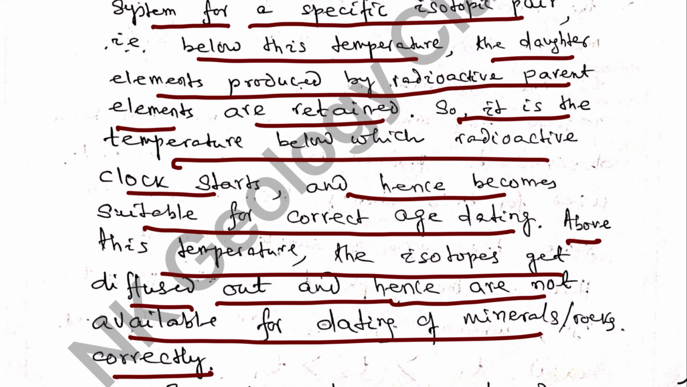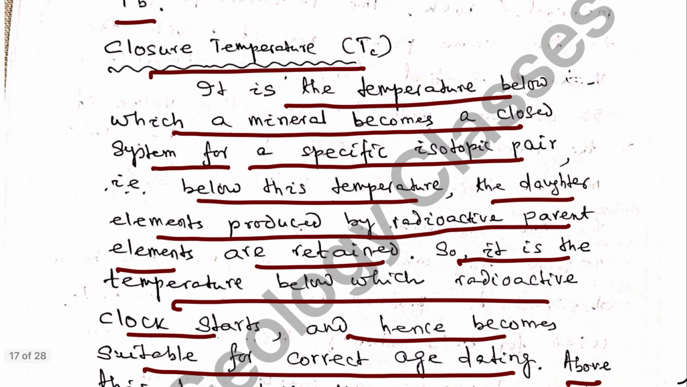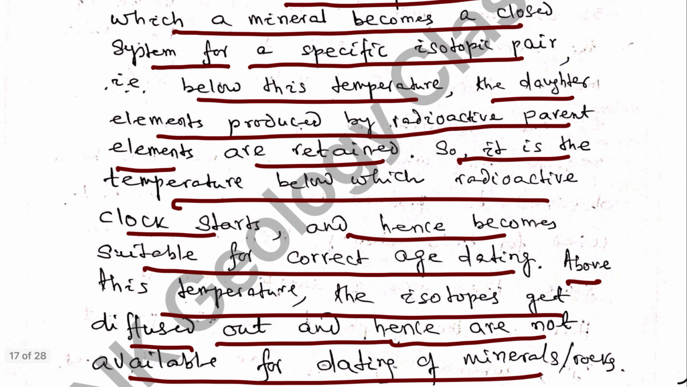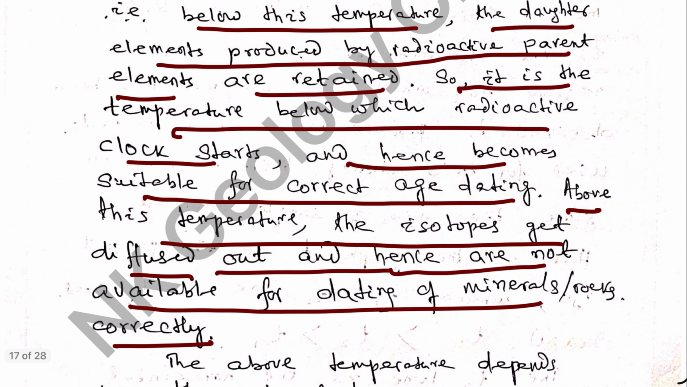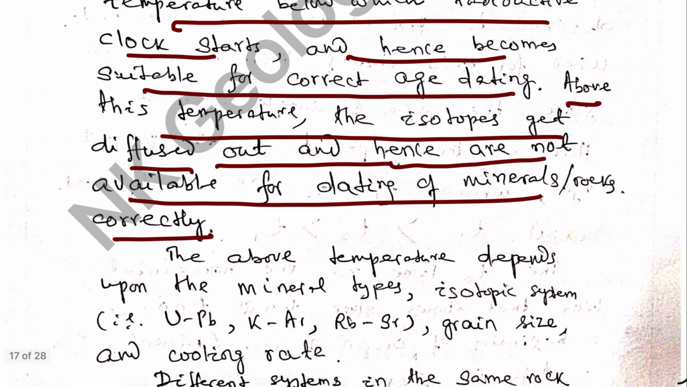or rocks correctly. So, temperatures should be below the closure temperature so that in the system the daughter elements are there along with the parent elements. Daughter elements are not lost. So, it helps in correct dating of rocks and minerals.